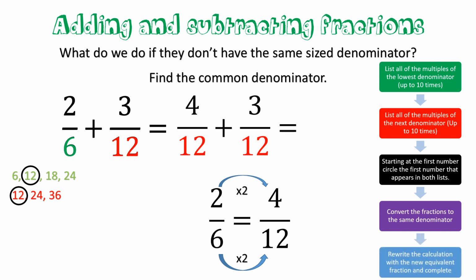Now, I've got 3/12 plus 4/12, or 4/12 plus 3/12. So my denominator stays the same, and 4 plus 3 equals 7. So the answer is 7/12.